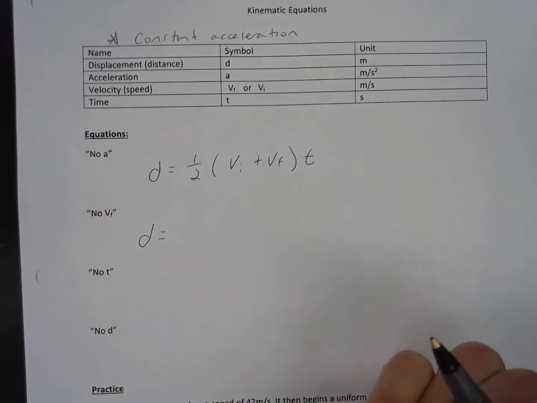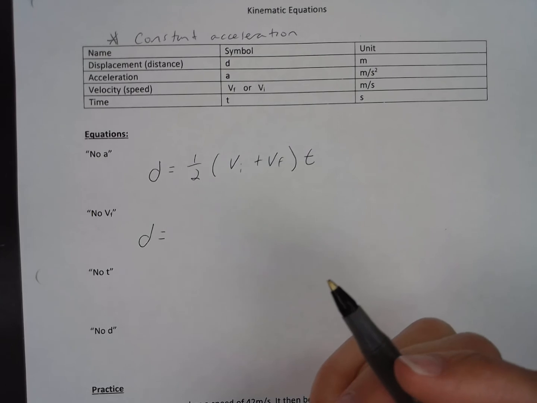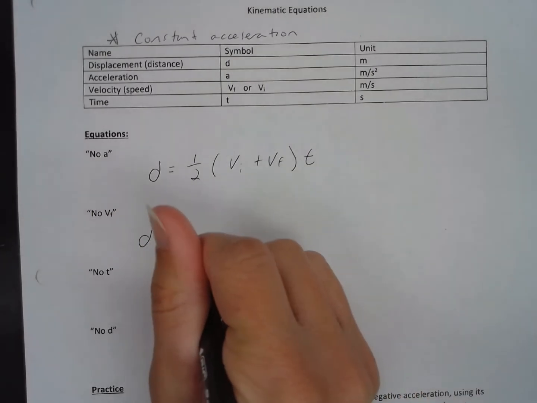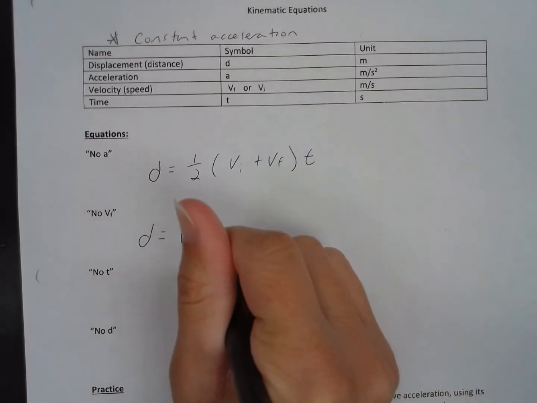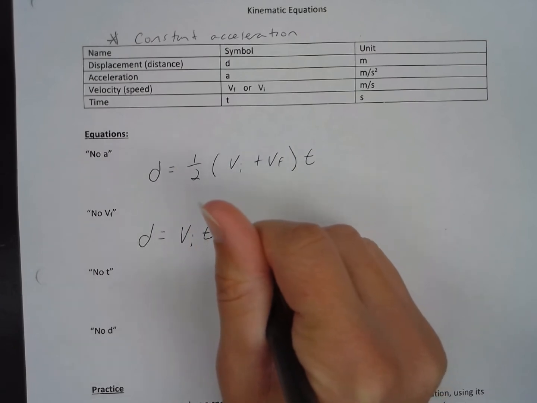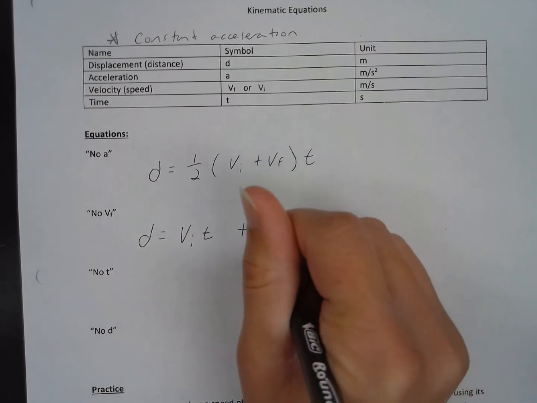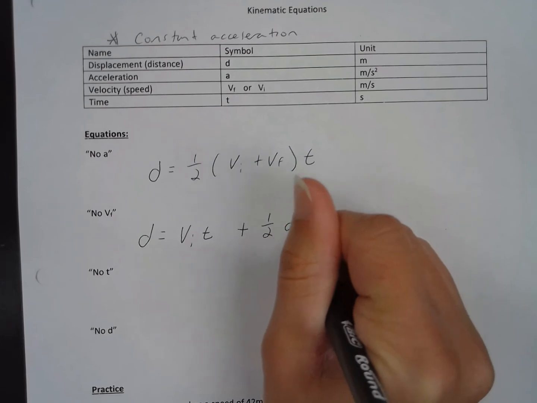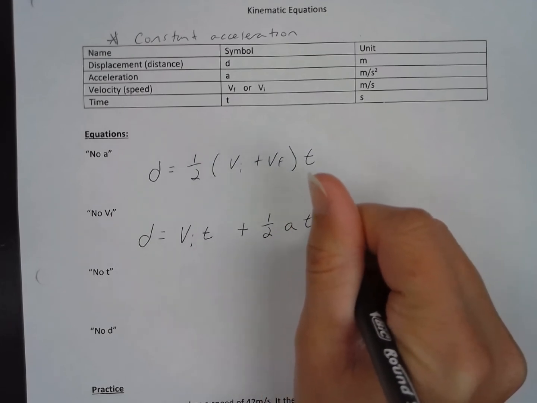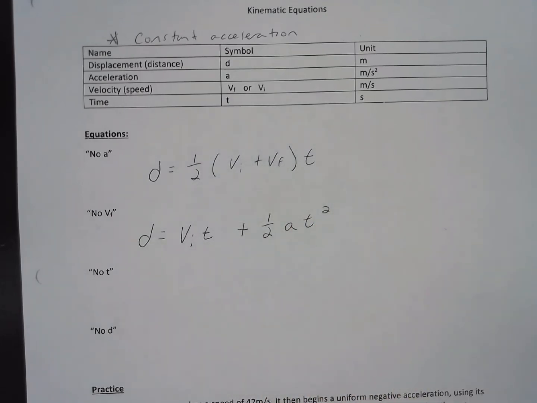This one, though, is another one we can use to solve for displacement. So I take the initial velocity times the time, and I add that to 1/2 the acceleration times time squared. So don't forget that pesky little square there at the end whenever we're using this formula.